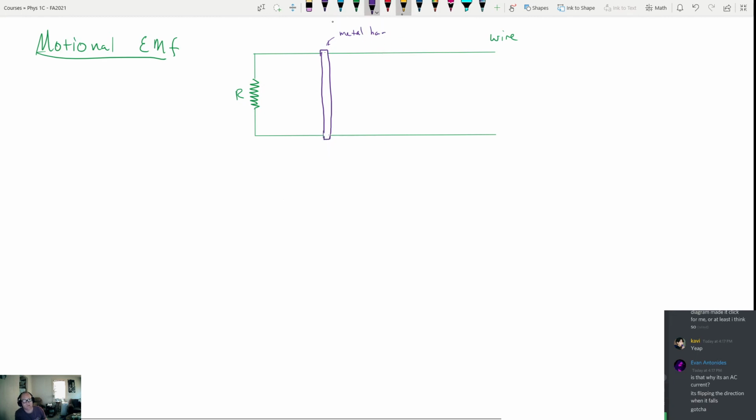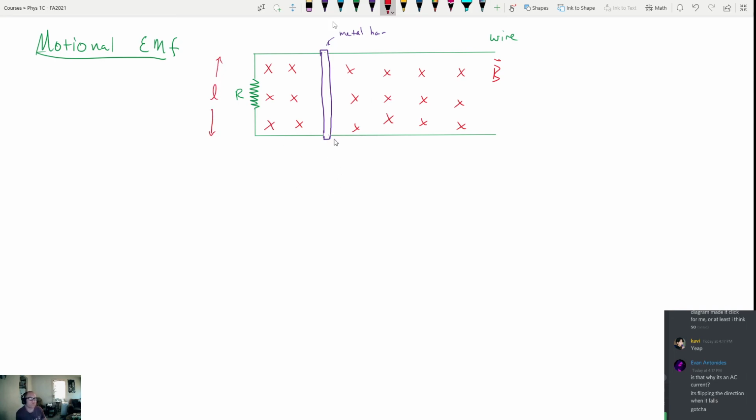The next thing that I'm going to do is place an external magnetic field existing in this region right here. So all throughout this region, and continuing on forever basically, or as far as we need, there's going to be a magnetic field that points into the page. So that's my magnetic field right there. What else do we need to know? We're also going to need to know the length between this point and this point. We're going to call that L.